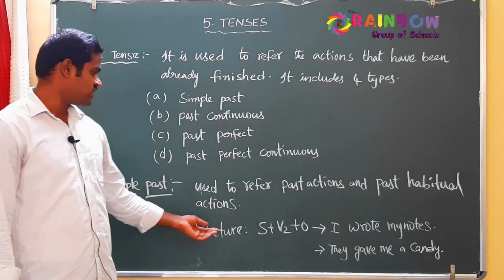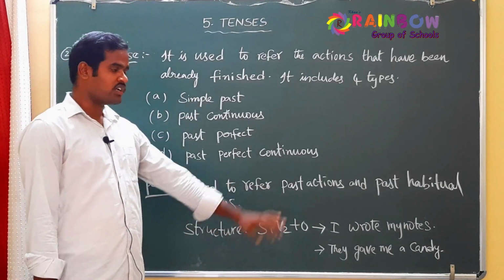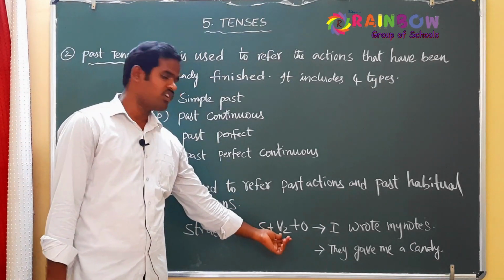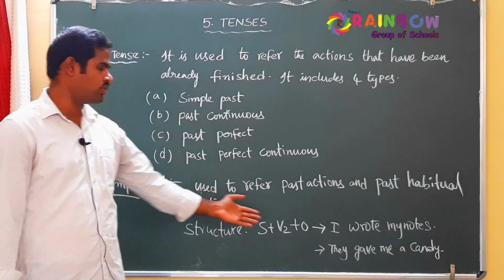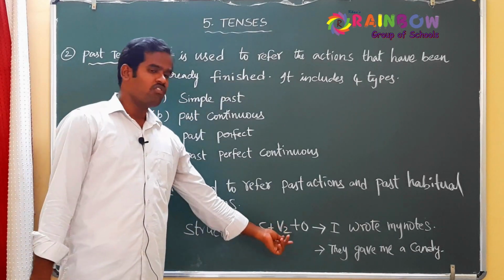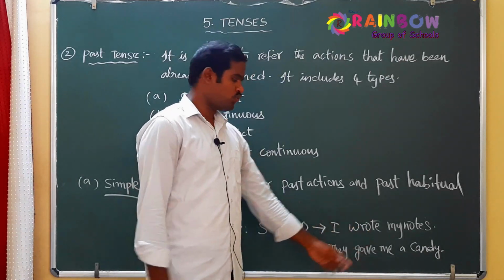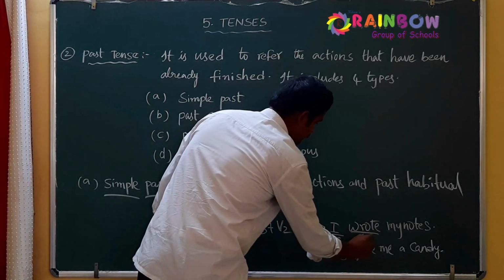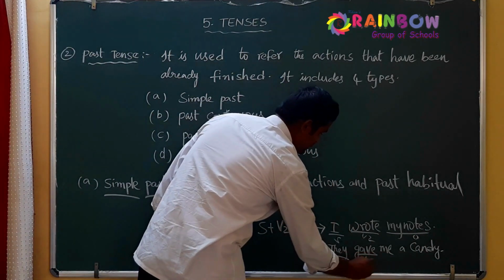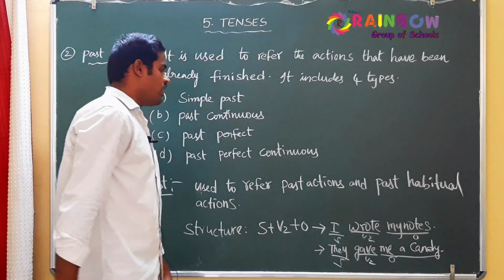So let us understand the structure of simple past. As we already know the structure of simple present is subject plus V1 plus object, but here we are just changing the main verb V1 into V2. Because in simple present we used V1, as it is simple past I am using V2. Subject plus V2 plus object. See examples: I is subject, wrote is V2, and then my notes is object. In the same way, they is subject, gave is V2, and me is extra information, or you can consider it as an object.